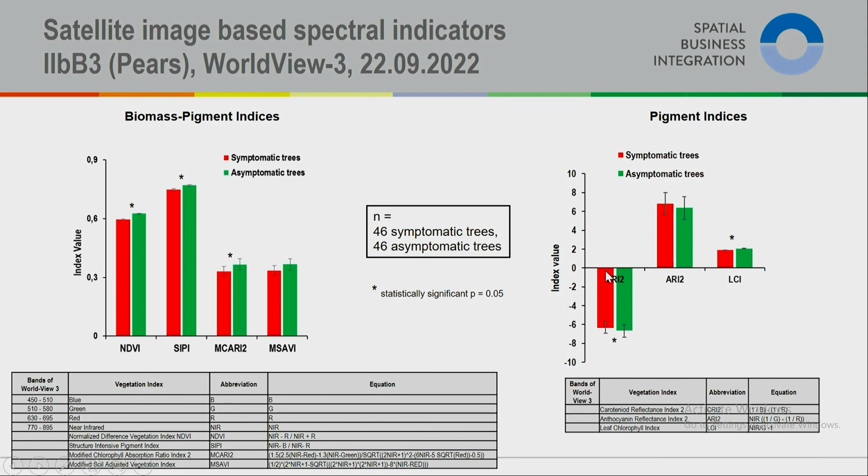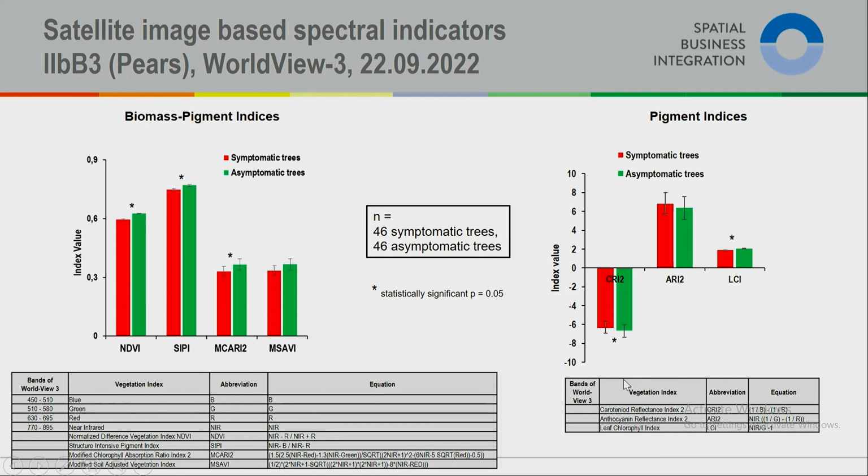If you analyze these data, and we have 46 symptomatic trees which we tested positive and 46 asymptomatic trees which we tested negative by PCR, and apply known biomass and pigment indices, so vegetation indices, you may know NDVI, which is very common and which matches quite well our different spectra. You see here in red the symptomatic trees and green the asymptomatic trees, and the stars show you that there's a statistically significant difference between these two tree types. And also for the pigment indices we have this significance.